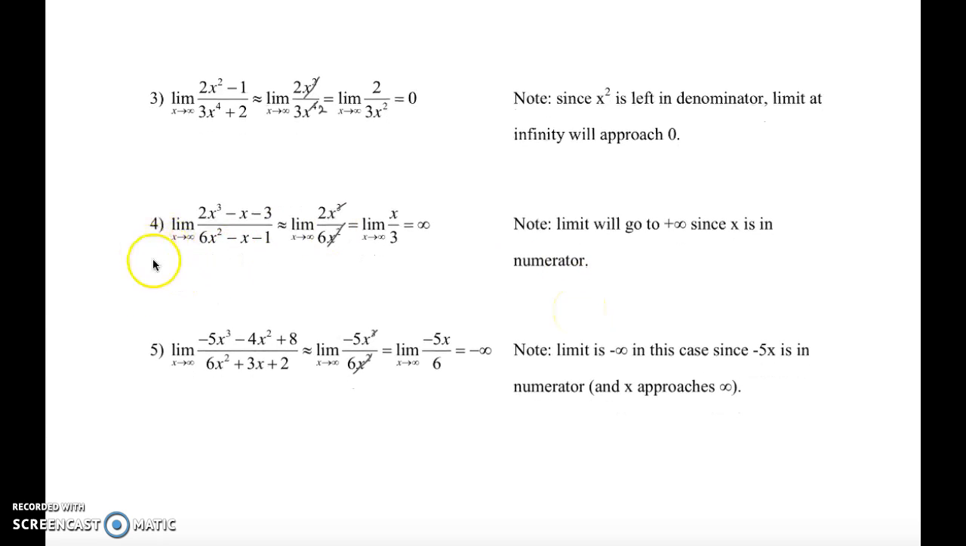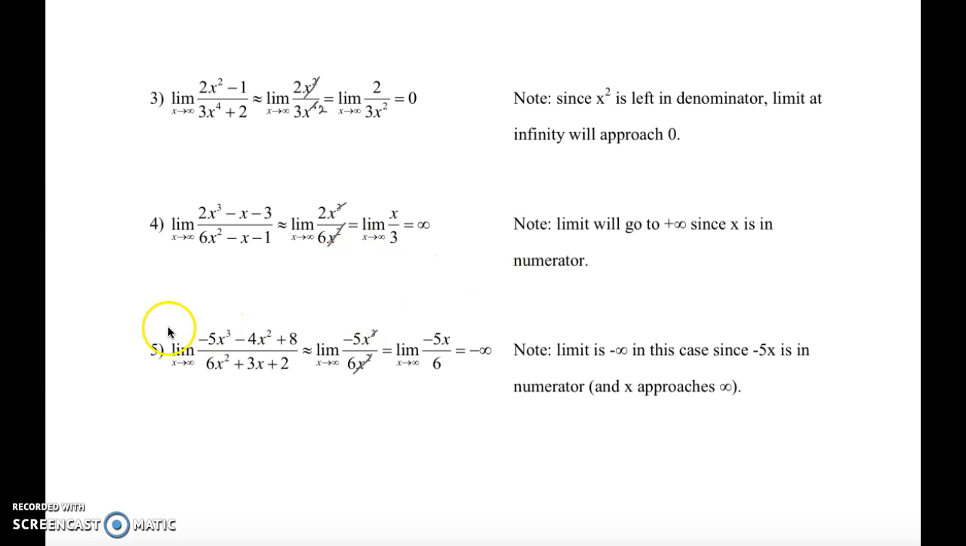All right. Now if we look at number 4 here, we're approaching positive infinity again. We're looking at 2x cubed minus x minus 3 over 6x squared minus x minus 1. Again, we're only going to look at the front terms of this fraction. And as we do that, we have x over 3. As x approaches infinity, the top is getting larger and larger and larger, and the bottom is just a number. So therefore, this function is going to approach positive infinity, since infinity replaces x in the numerator.